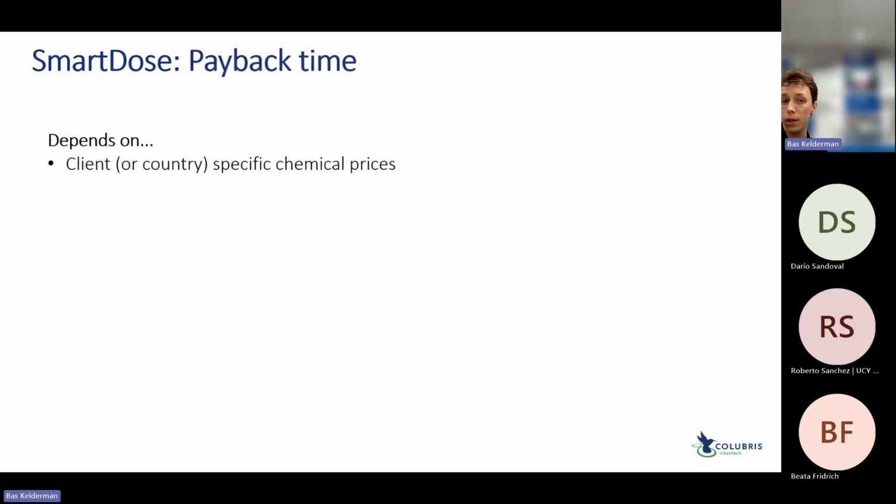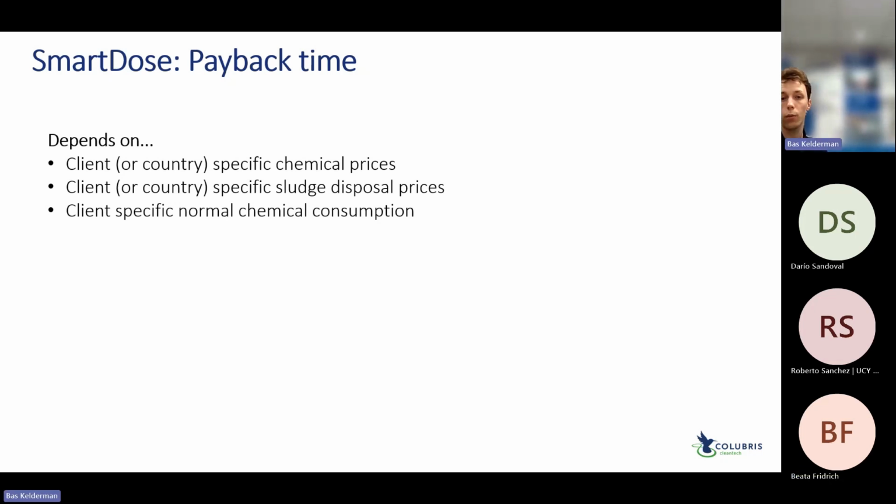For example, what exactly are the prices that you're currently paying for your chemicals? Are you in a country where ferric chloride is very expensive? Well, then, of course, it's much easier to recuperate that investment. The same goes for sludge disposal costs. What is your normal coagulant dosage? If you have a system where you are dosing maybe, say, 1.0 liters per cubic meter, it's much easier to recuperate that investment than if you're dosing 1/10 of that.